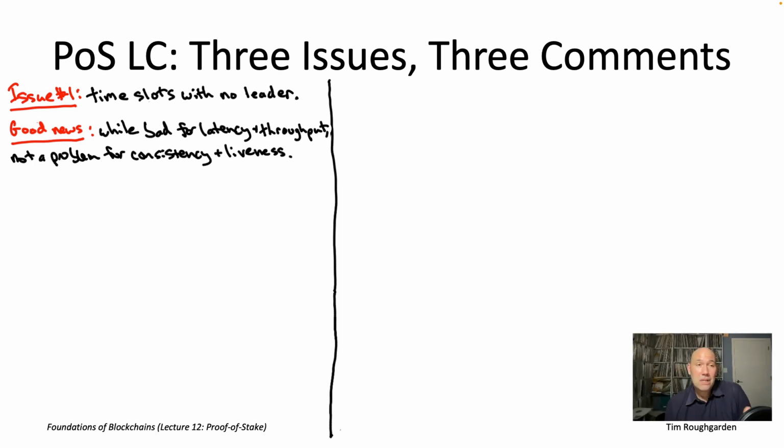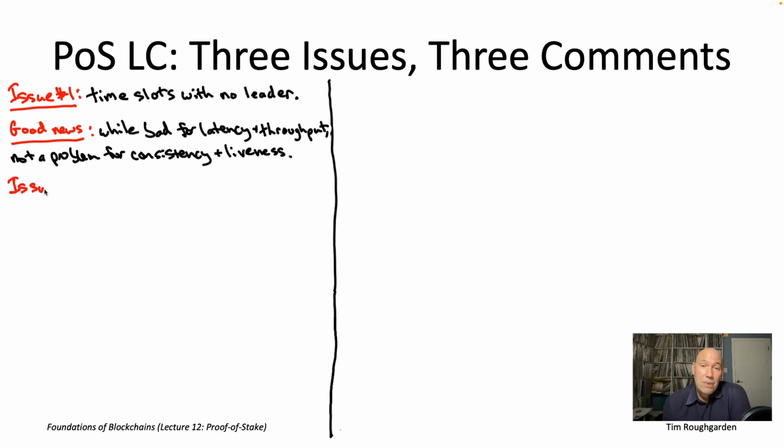Now, I'm not going to propose any fix to this issue. Actually, that'll be true for issues 2 and 3 as well. This is just kind of a drawback of this approach that we're going to have to absorb. This degradation in latency and throughput due to skipped slots, due to VRF-based sampling not giving us any winners at a given time step. Let's now focus on time steps where we have 1 or more leaders.